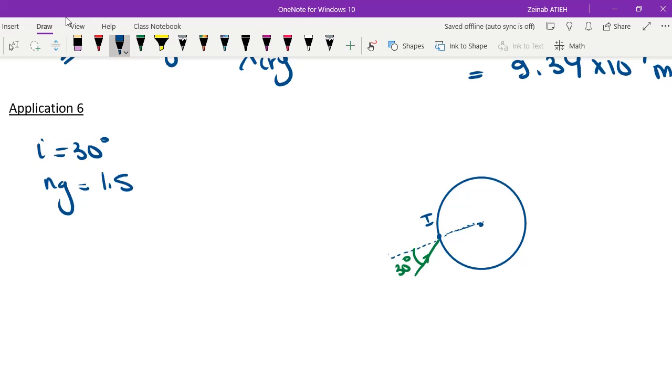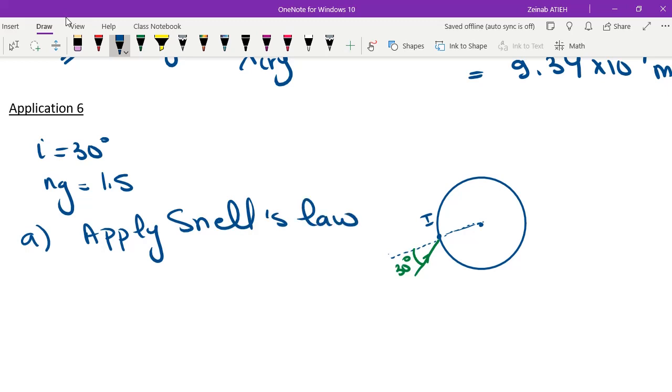So let's apply Snell's law. This is part A. Apply Snell's law at point of incidence I. So we are going from air to glass. So 1 sine 30 equals n of glass sine R. Okay, and sine 30, I will write them directly: 1 times sine 30 equals n of glass, which is 1.5, sine R. R is the angle of refraction.